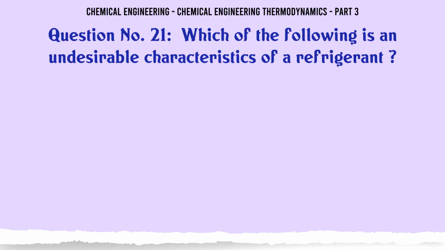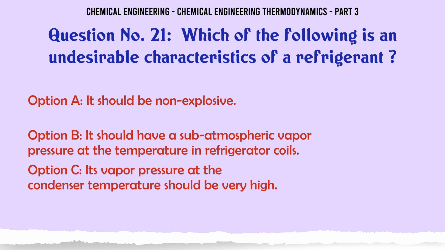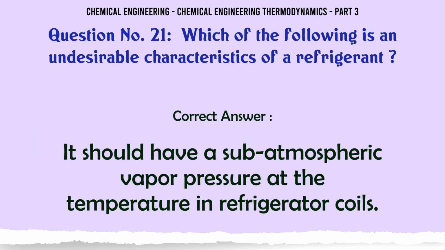Which of the following is an undesirable characteristic of a refrigerant? A. It should be non-explosive. B. It should have a sub-atmospheric vapor pressure at the temperature in refrigerator coils. C. Its vapor pressure at the condenser temperature should be very high. D. None of these. The correct answer is it should have a sub-atmospheric vapor pressure at the temperature in refrigerator coils.